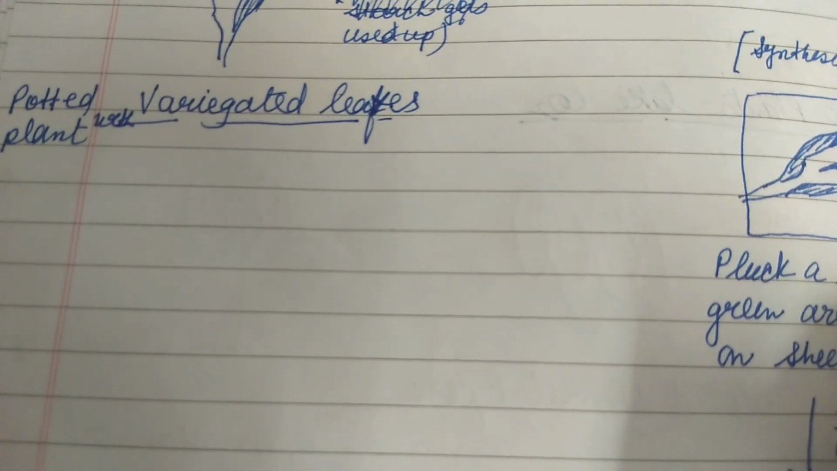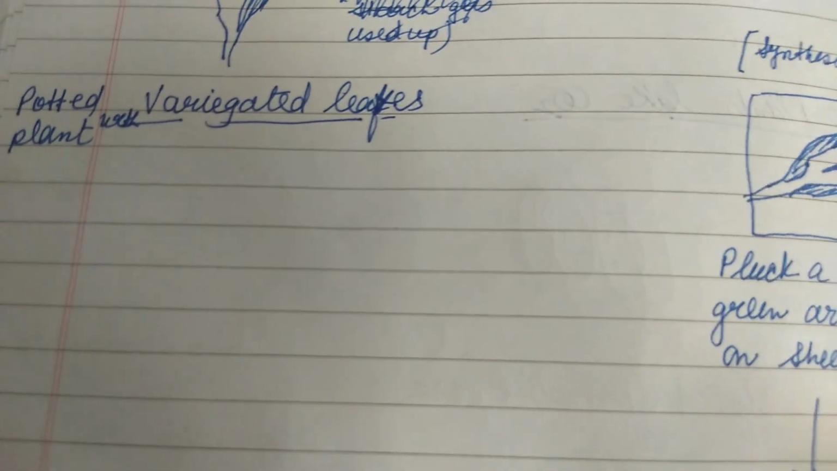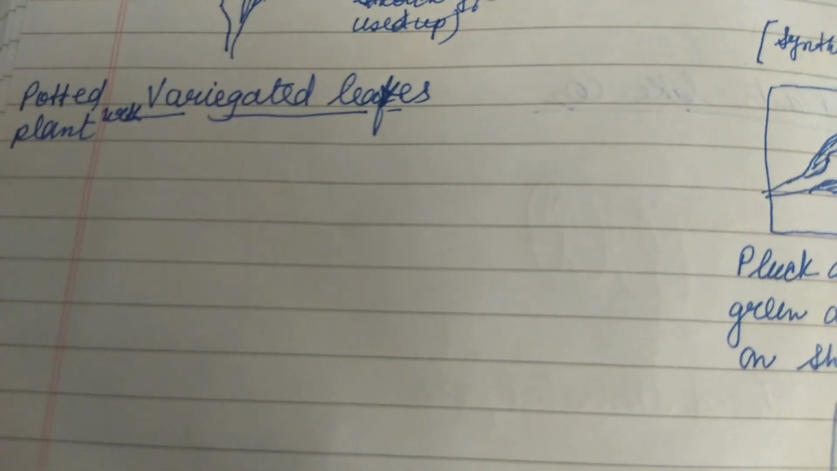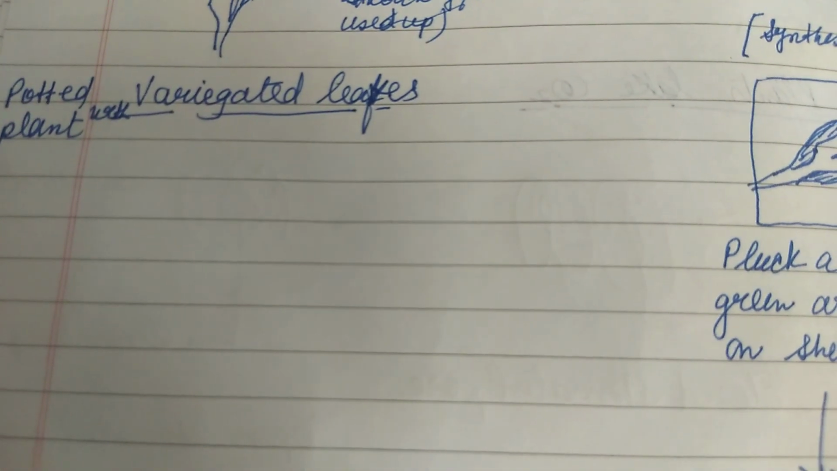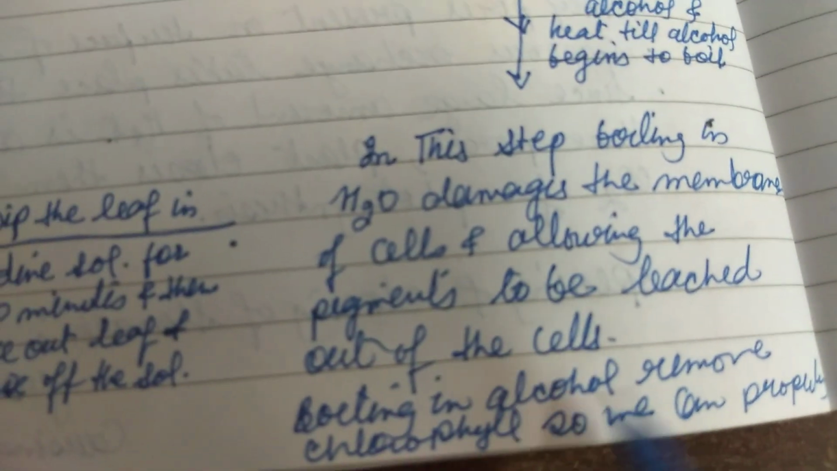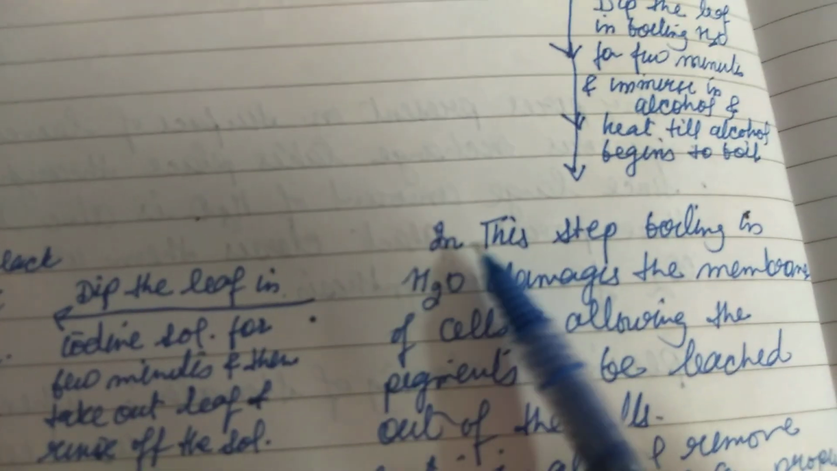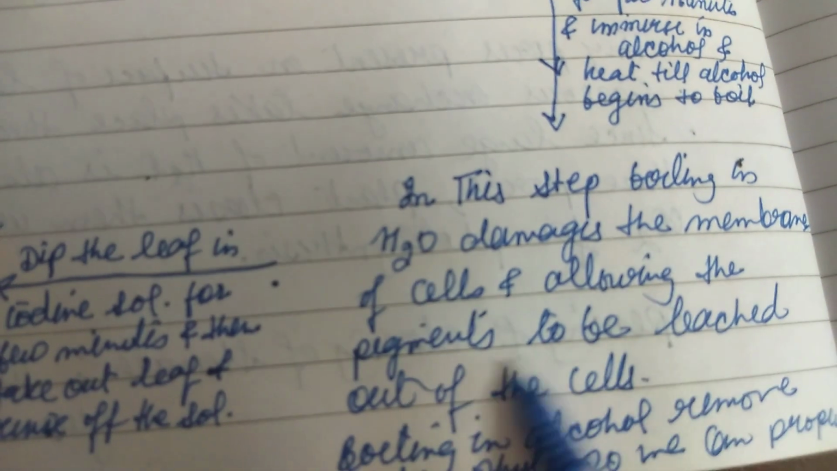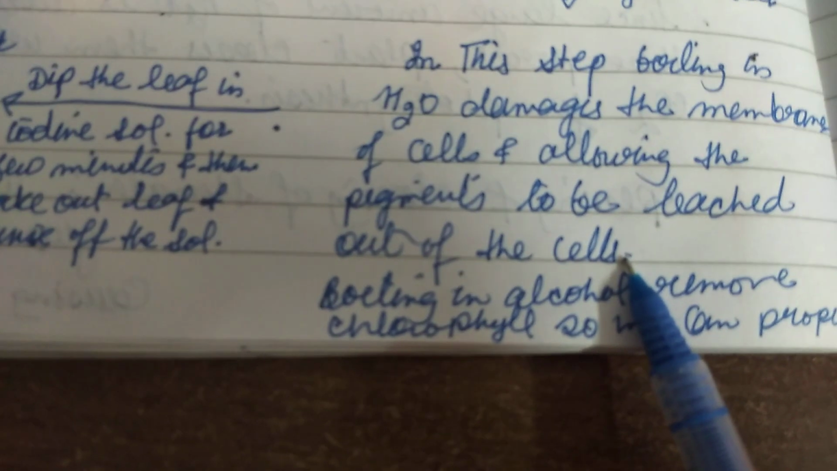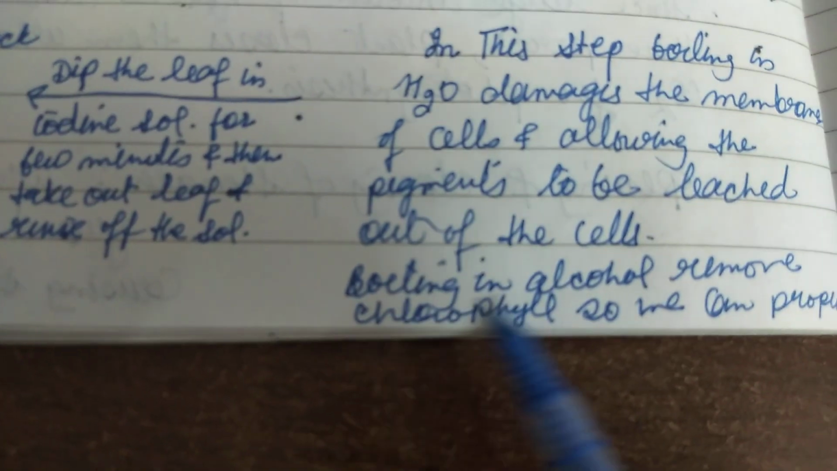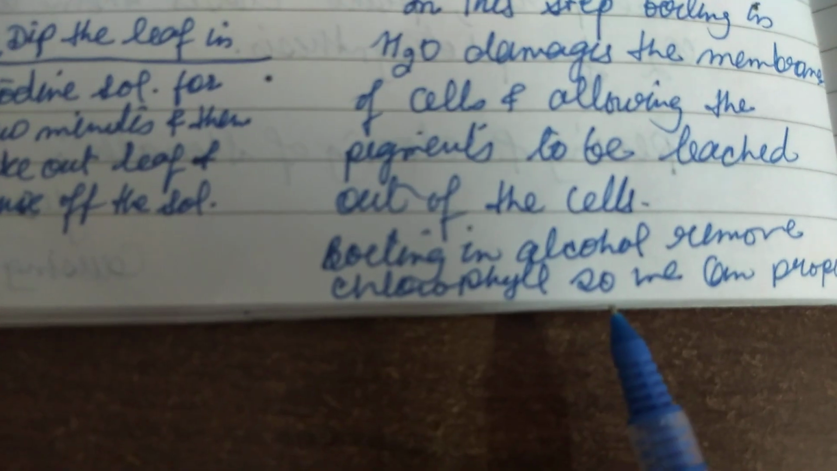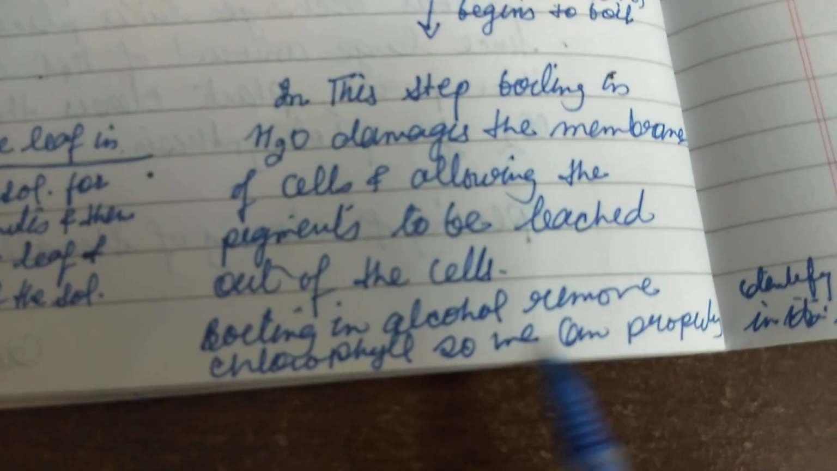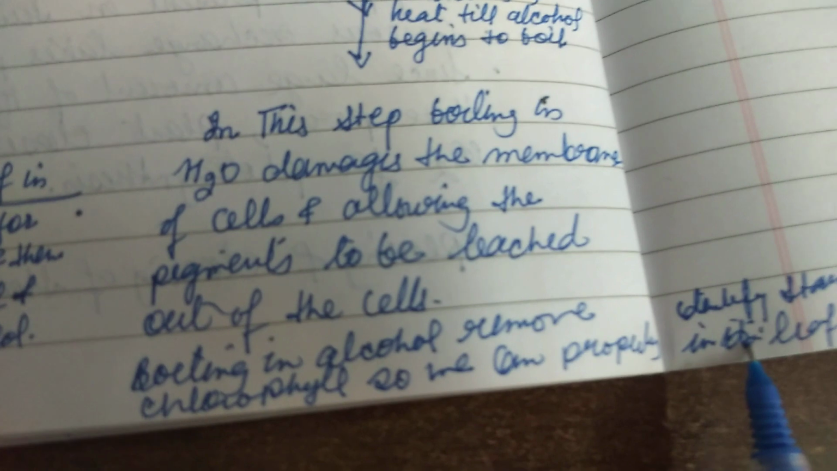Clear? And after that, we'll put this in alcohol, and then we'll boil this in alcohol. And this alcohol will remove the chlorophyll. So first we'll be boiling in water, which damages the membrane of the cells and allows the pigment, that is chlorophyll, to be leached out of the cell. And then boiling in alcohol, which removes chlorophyll, so we can properly identify the starch in the leaves.